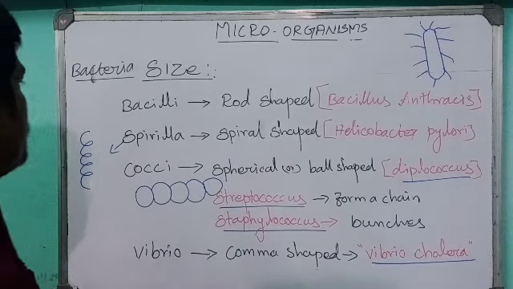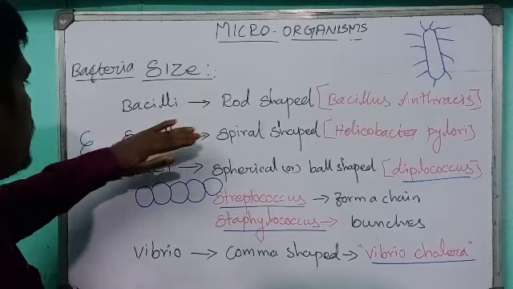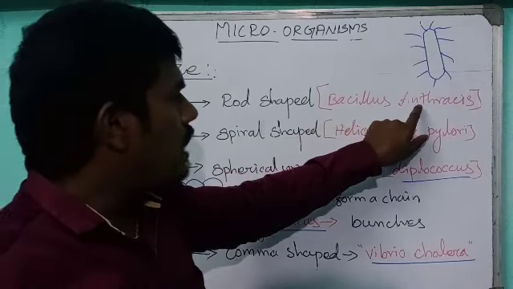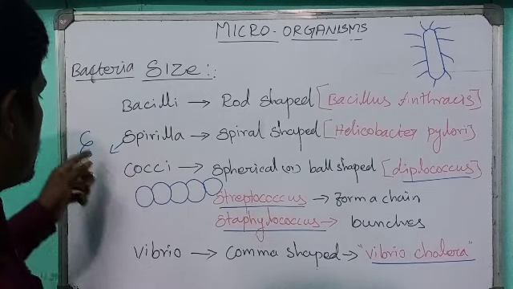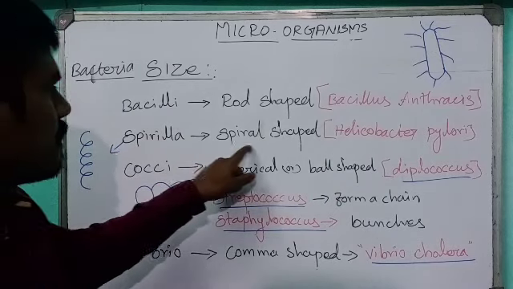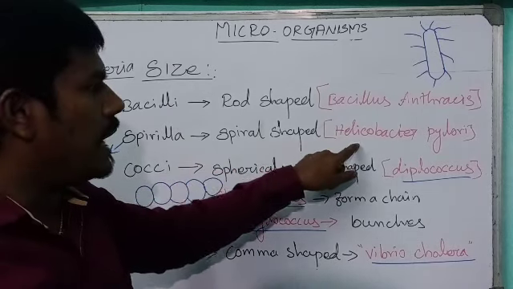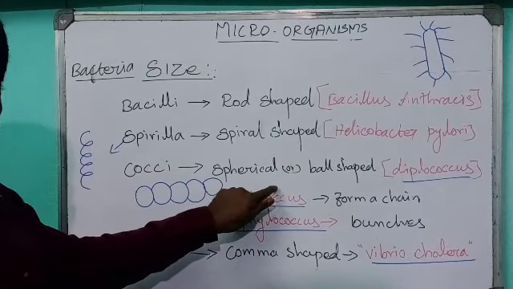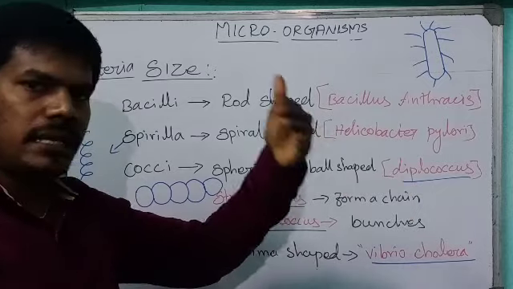This is classified by bacterial shape. See, this one is basically present in rod shape. The good example is Bacillus anthracis. And spirilla present in a screw-like structure. This is the spiral shape. The good example is Helicobacter pylori. And then cocci, the spherical or ball shaped, are present in three categories.